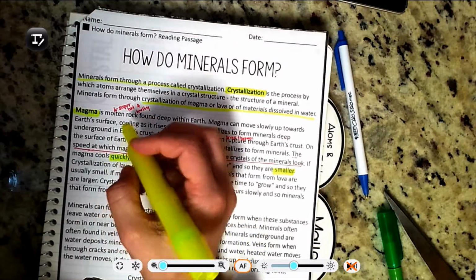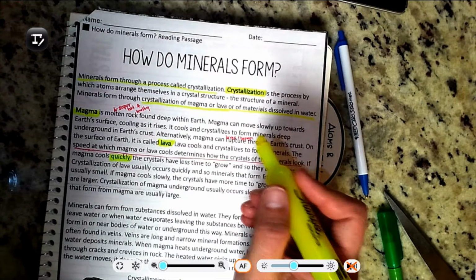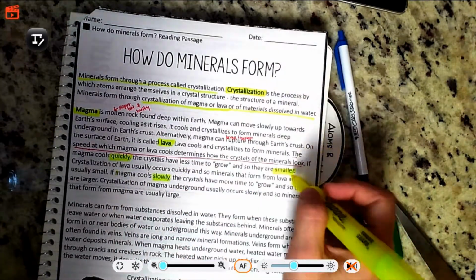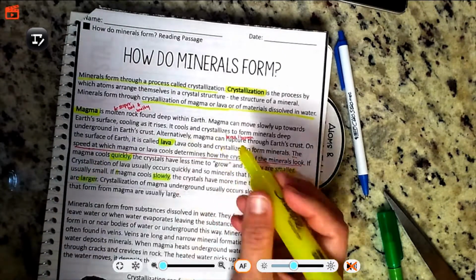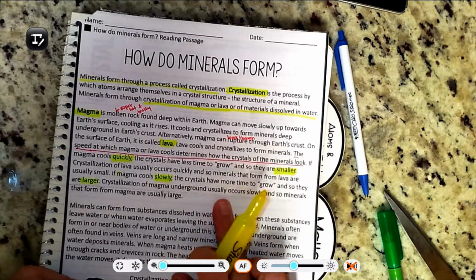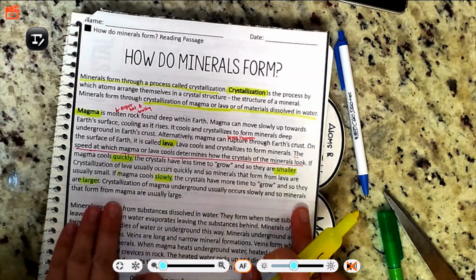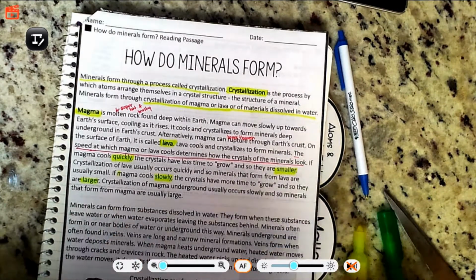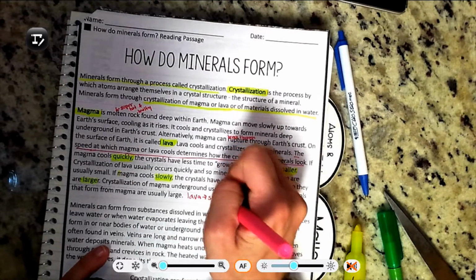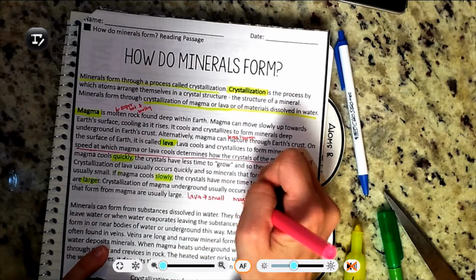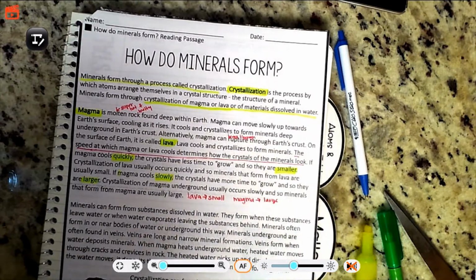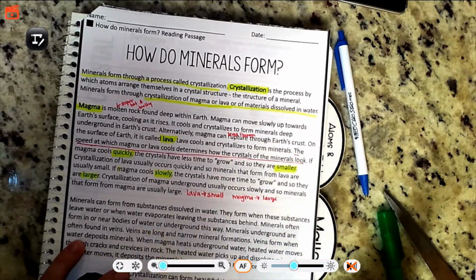If magma cools slowly, the crystals have more time to grow, and so they are larger. So the slower it cools, the bigger they grow. Crystallization of magma underground usually occurs slowly, and so minerals that form from magma are usually large. So lava, usually small. Magma, usually large.